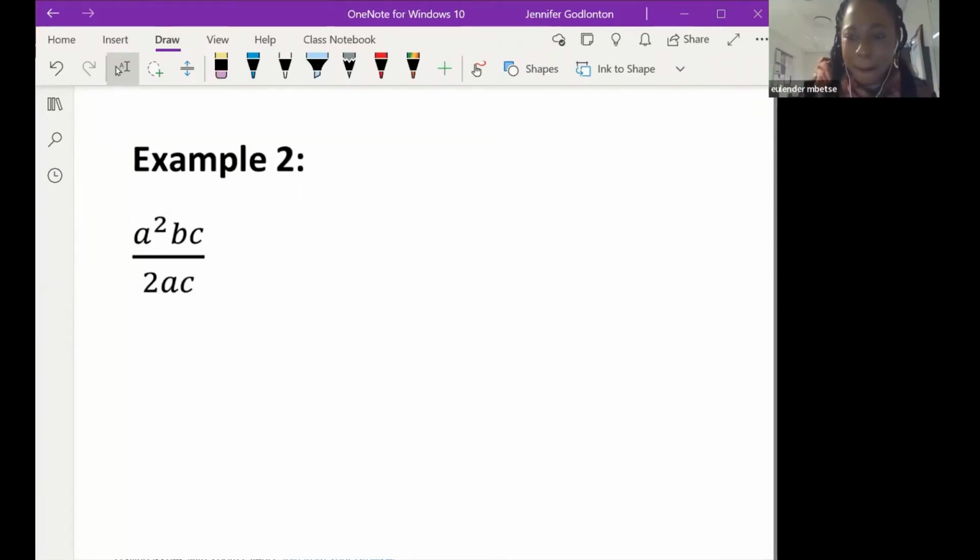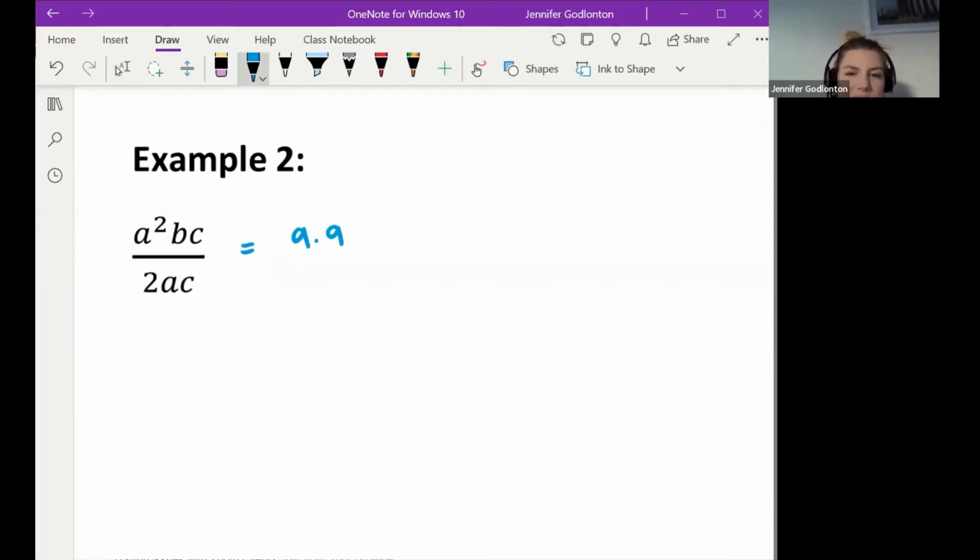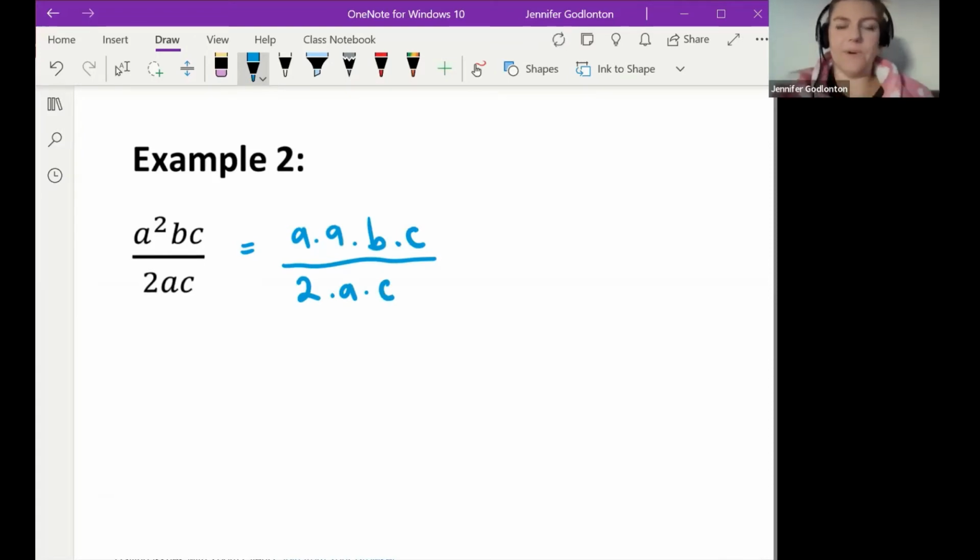If I was to write this out the long way, so if I had to write down everything that I have, I would write that as A times A, that's my A squared, times B times C, and that's all over 2 times A times C. I'm just writing it out the long way so you can see what I'm doing, okay? So if I do that, then this A can cancel with that A, and that C can cancel with that C. So then I'm just left with this A and this B and this 2.